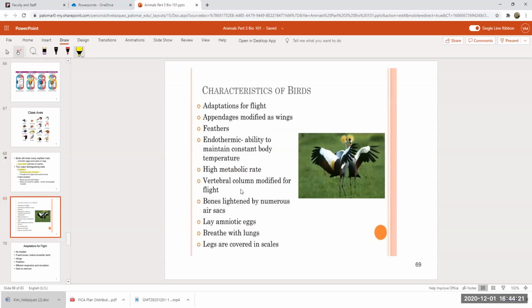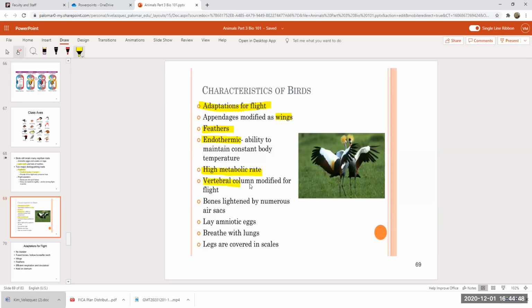So what are some other characteristics of birds? Obviously, they have adaptations for flight that we're going to talk about. They have wings, feathers, and some other things. They are the first endothermic animals, which means they have the ability to maintain a constant body temperature. Huge energy demand for that. They have to eat a lot. They have a high metabolic rate. In other words, they burn a lot of calories. Flight requires a lot of energy.